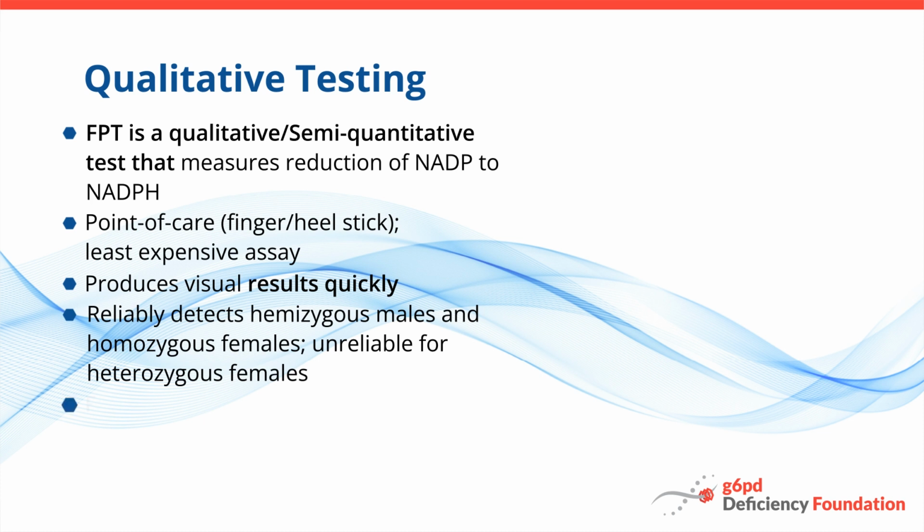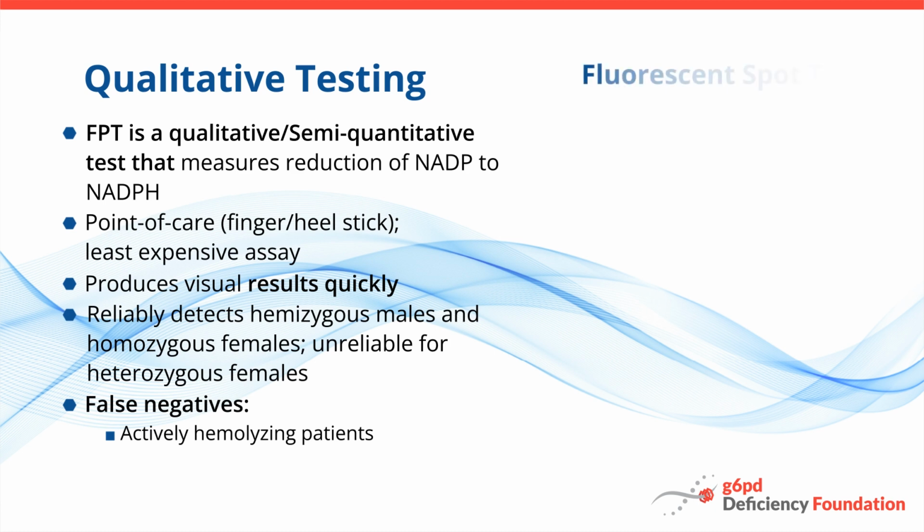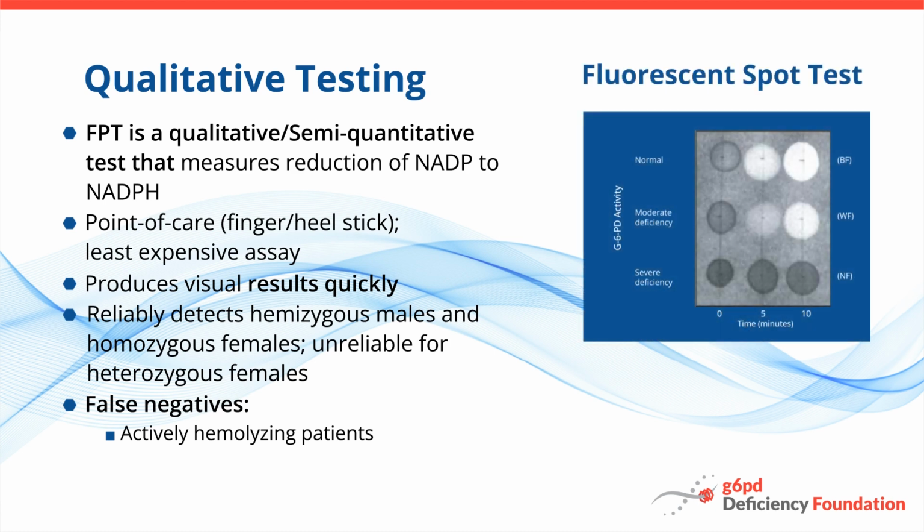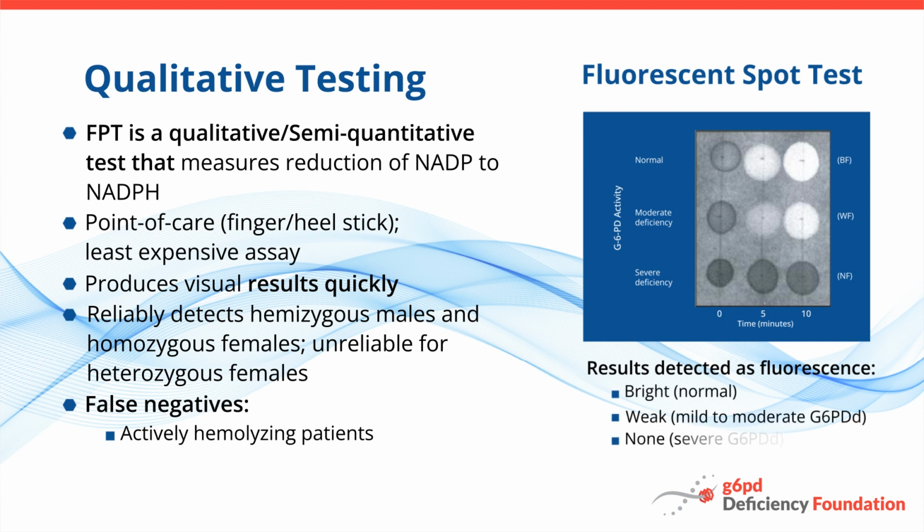The fluorescent spot test is a qualitative point-of-care assessment. As the most widely used test for pre-malaria treatment, it involves placing a drop of blood on a filter paper that is then illuminated with ultraviolet light. With normal G6PD levels, the spot will fluoresce brightly after being exposed to UV light for 10 minutes. Blood spot with mild or moderate G6PD deficiency will fluoresce, but not as brightly as the blood from an infant with normal levels. Blood from those who are severely deficient will not fluoresce.